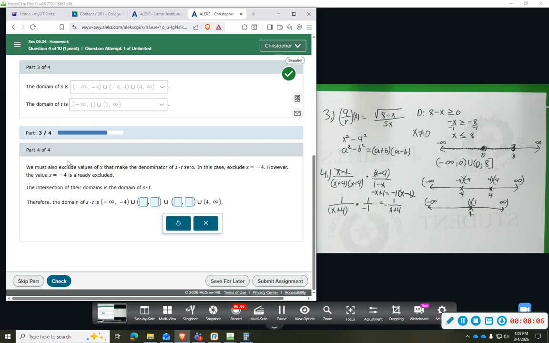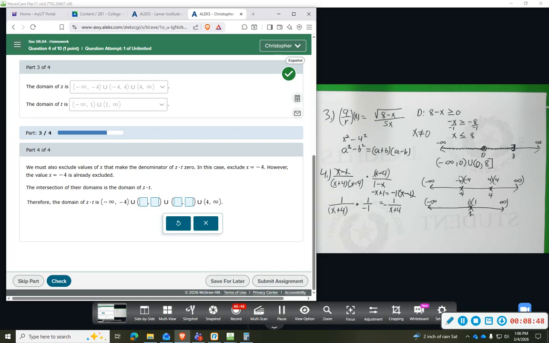And then it says we must also exclude values of x that make the denominator 0 in S times T. So in this case, we're going to exclude negative 4. And it says, however, the value of x equals negative 4 is already excluded. So the intersection of these domains of S and T is represented by what? So when we overlap these two together, it just ends up being this one when we do the intersection. So negative infinity to 4.